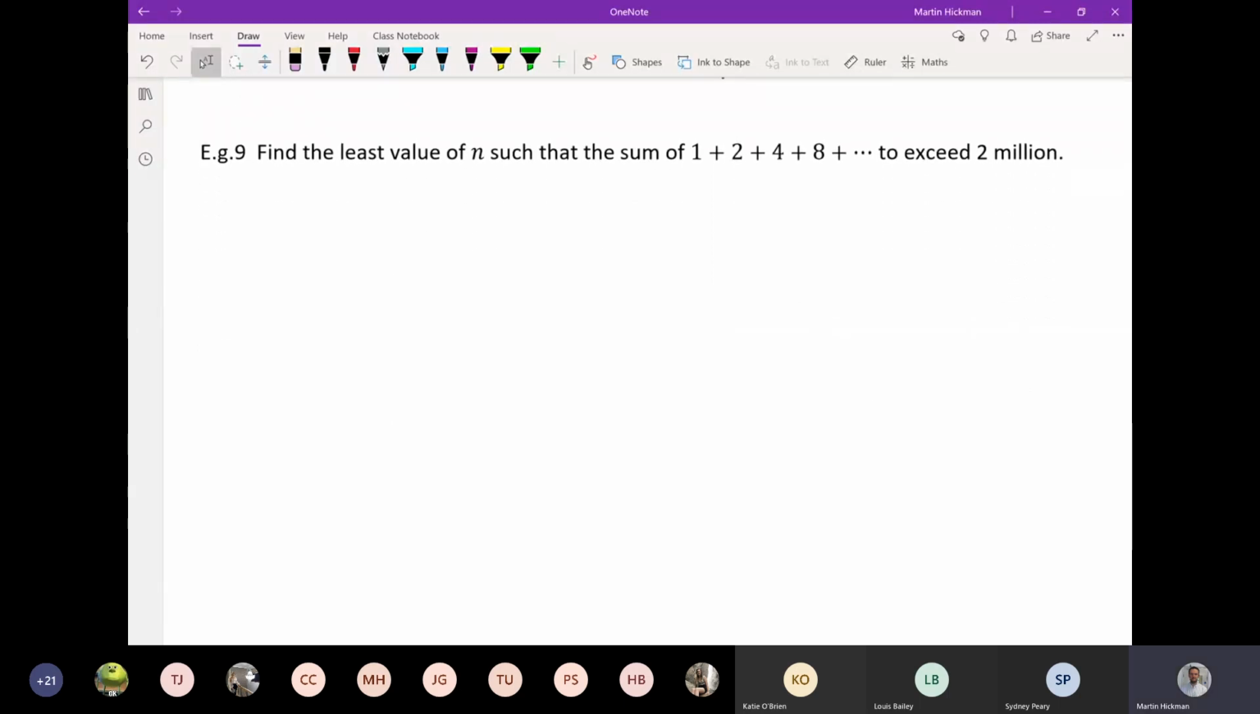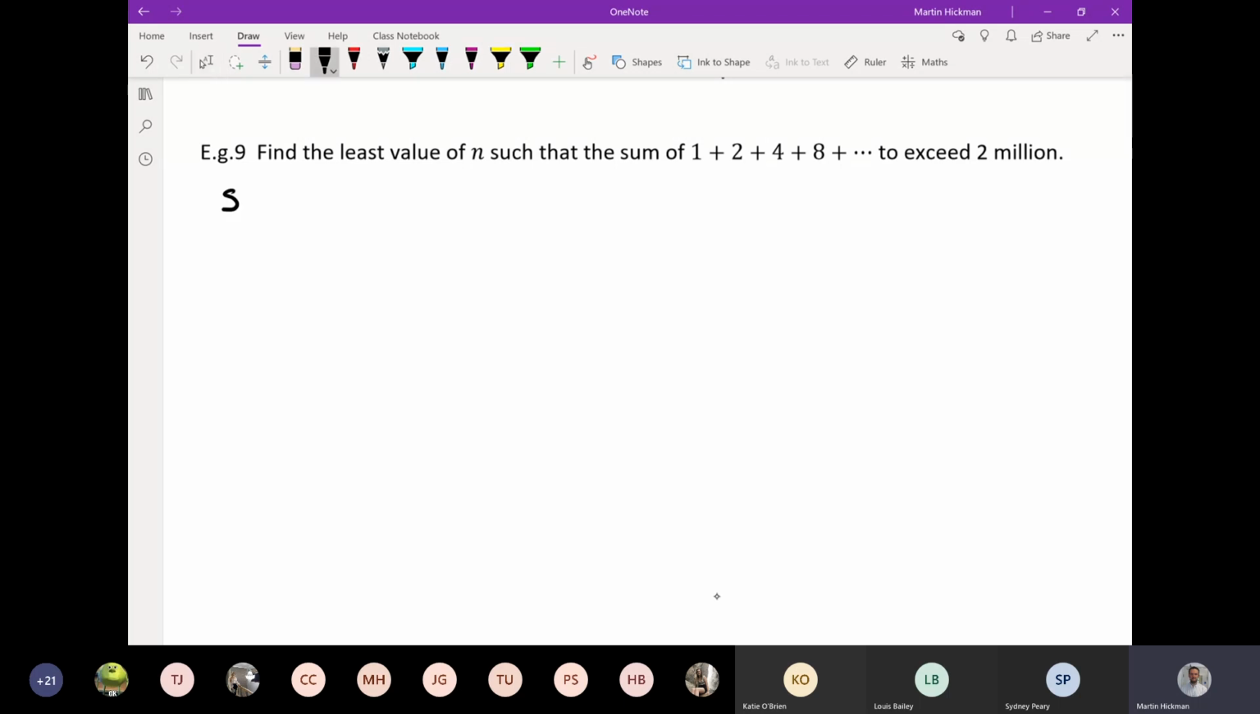Right, so finally, find the least value of n such that the sum of 1 plus 2 plus 4 plus 8, etc. is going to exceed 2 million. It might seem that that's going to take quite a long time to get to 2 million, especially when you start with 1, 2, 4, and 8. But I think you'd be surprised actually how small the answer actually is.